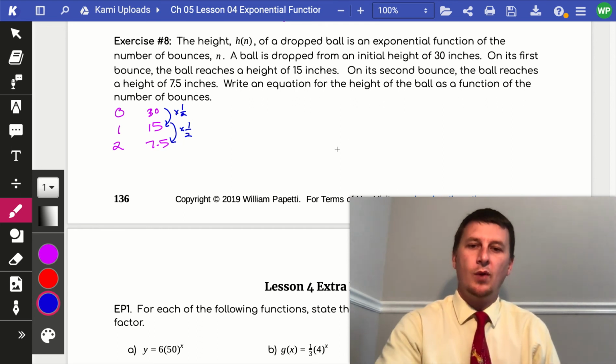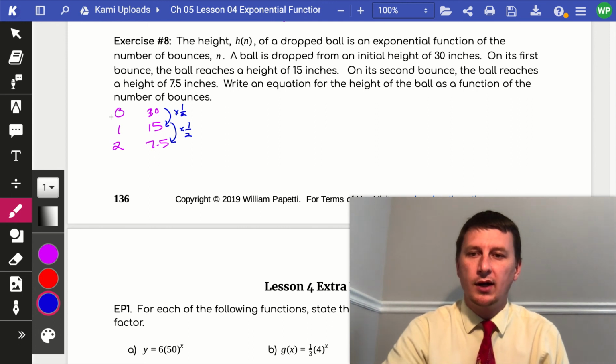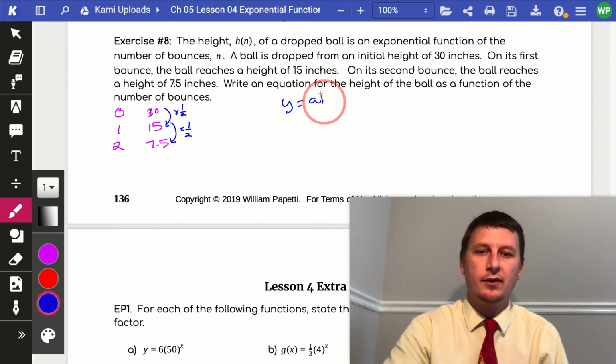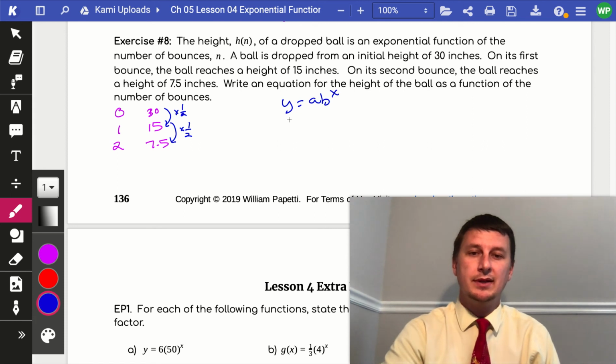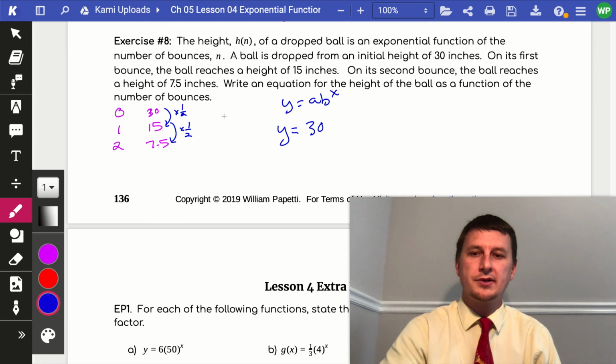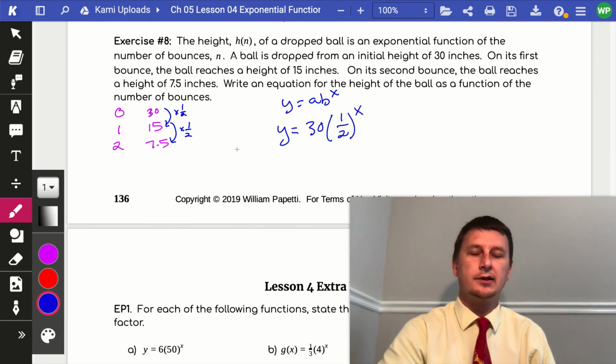We also know our y-intercept in this problem is going to be where x is 0, which is going to be a value of 30. So we have enough information to write our formula or our equation in the form of y equals a times b to the x. So y equals 30, our y-intercept, times 1/2 to the x power.